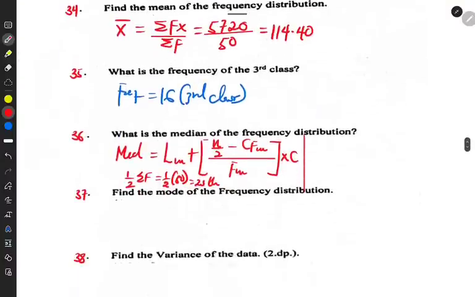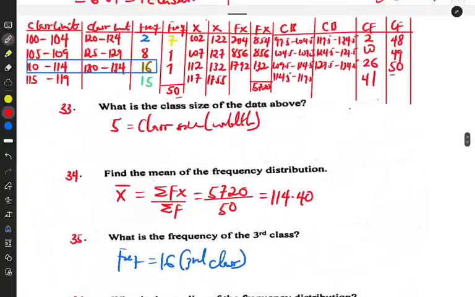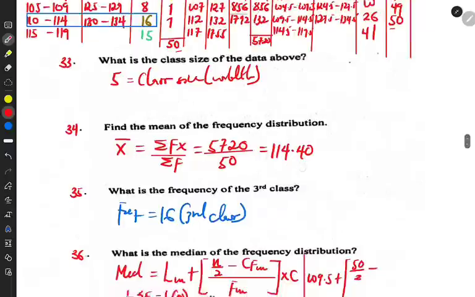109.5. So we'll have here as what? 109.5 plus, and we apply. So here n is what? 50 divided by 2, minus the cumulative frequency of the median class, which is going to be the frequencies that come before the median class. That's supposed to be 2 and then 8. When we add it, we're supposed to get 10. That is the cumulative frequency preceding the median class. So it's supposed to be 10.